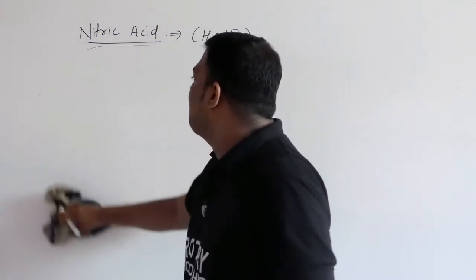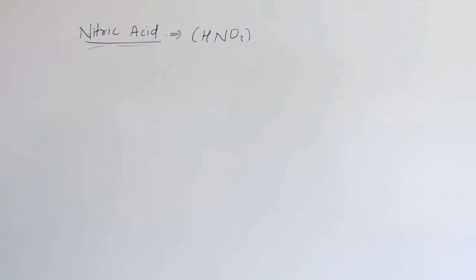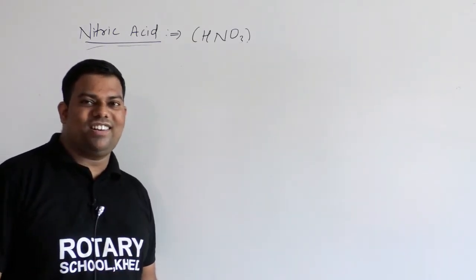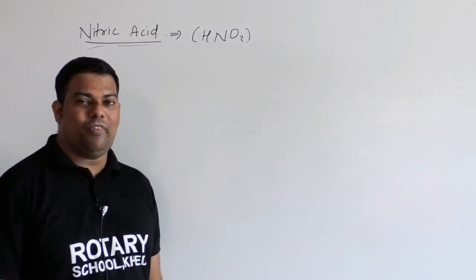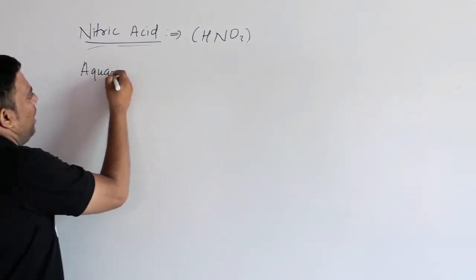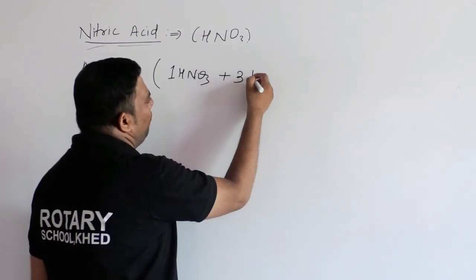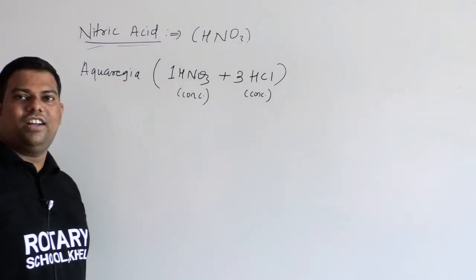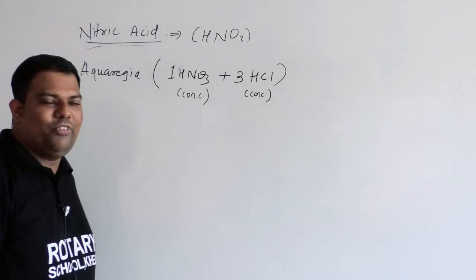Now see here, as you know, noble metals. Which are those noble metals? Gold, platinum are not attacked by nitric acid. But these are attacked by aqua regia. Aqua regia, I think you heard in 10th standard. The composition of aqua regia is one part of HNO3 plus three parts of HCl. Both must be in concentrated condition. One part HNO3 and three parts HCl.